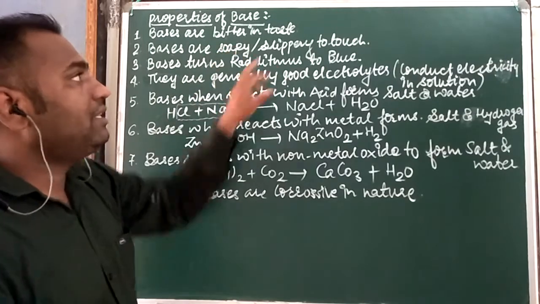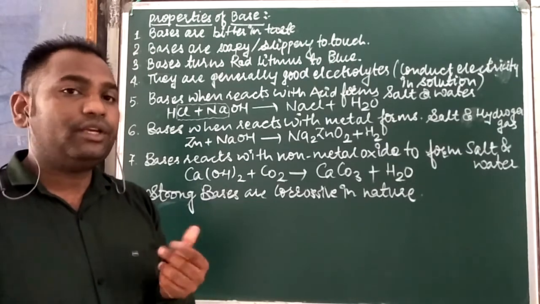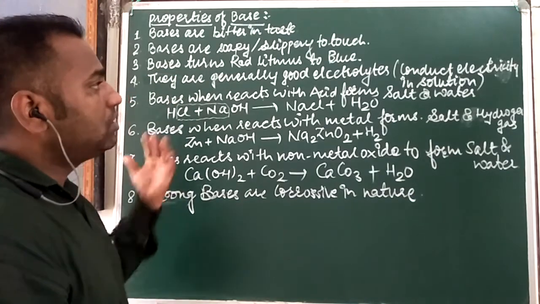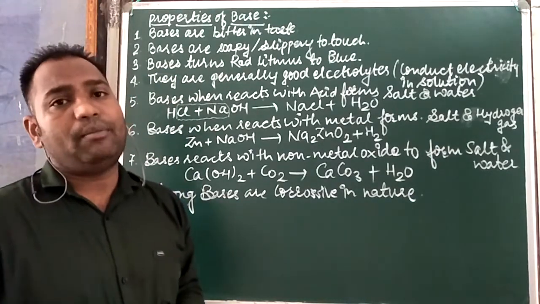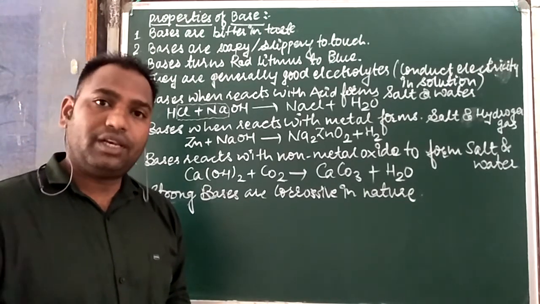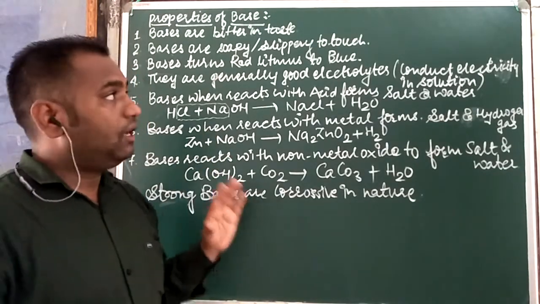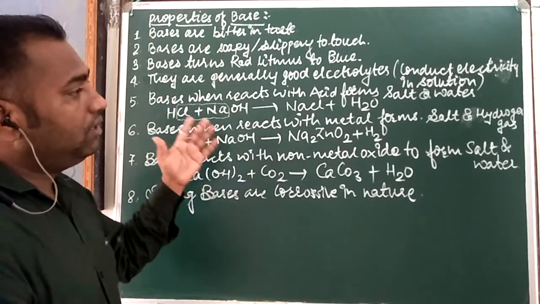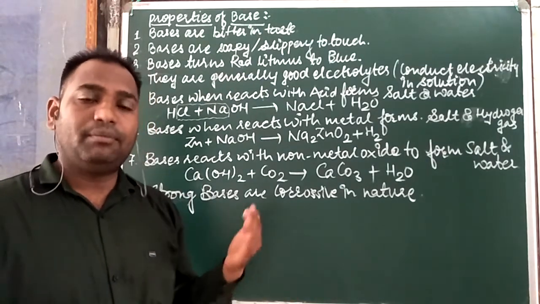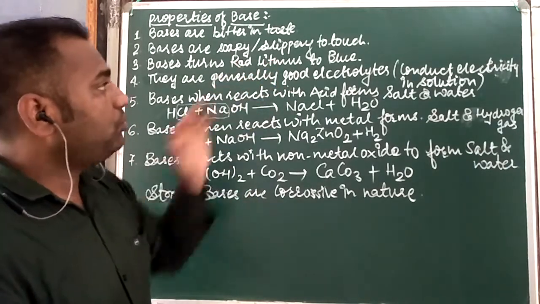Bases are generally soapy and slippery to touch. It means when we touch the bases, they feel slippery, like a soap solution. Bases turn red litmus to blue. Some more properties you can add here, like how they react with methyl orange and phenolphthalein indicators. But we are writing only the main properties. With acids, the blue litmus paper changes to red, and here it is red litmus to blue.